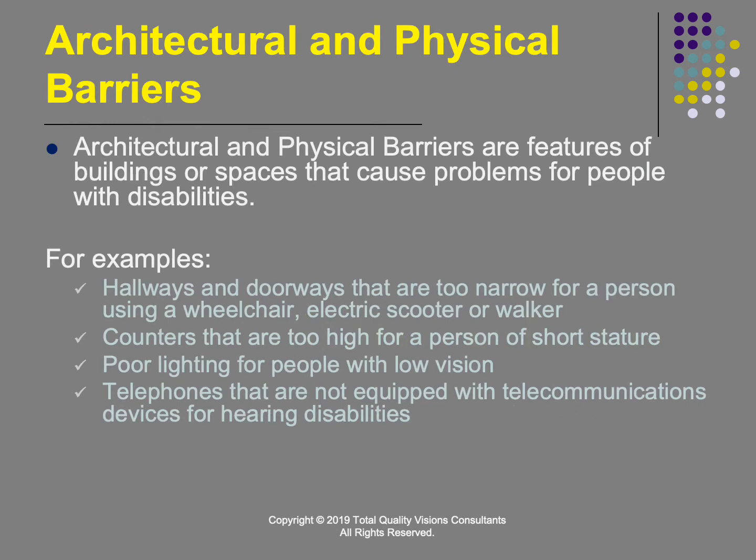Architectural and physical barriers. Architectural and physical barriers are features of buildings or spaces that cause problems for people with disabilities. For example, hallways and doorways that are too narrow for a person using a walker, electric scooter, or wheelchair. Counters that are too high for a person of short stature. Poor lighting for people with low vision, or telephones that are not equipped with telecommunication devices for those with hearing disabilities.